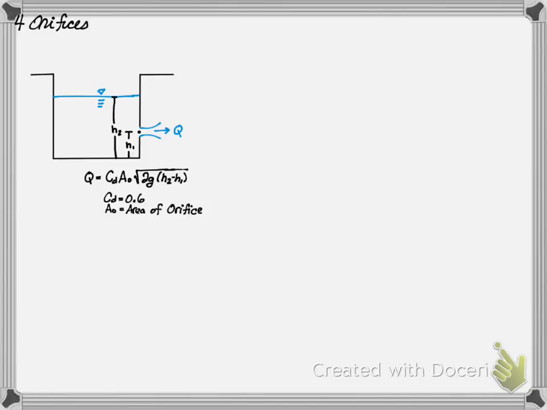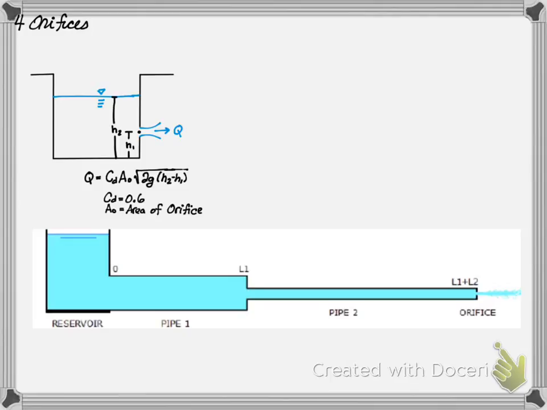And the flow rate is equal to the coefficient of discharge of an orifice, which is 0.6, times the area of the orifice, times the square root of 2 times g, and the change in depth, h2, the depth at the top of the reservoir, and h1, the depth to the center of the orifice. This is very important to remember, to the center of the orifice. The following schematic provides you an even more detailed view of how a system might work, where you might have flow going in a reservoir and then going through multiple pipes to exit out.